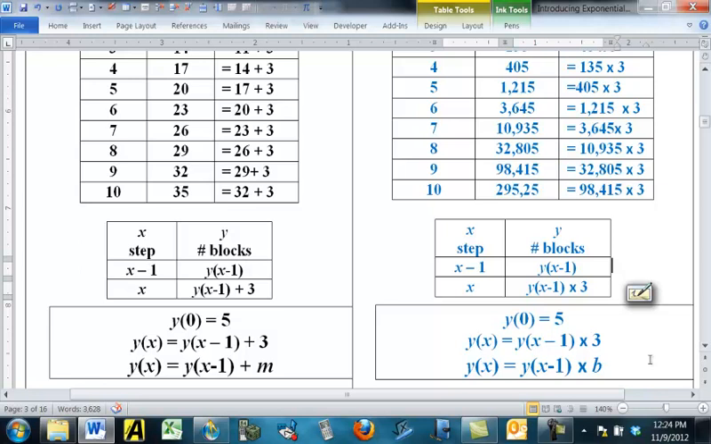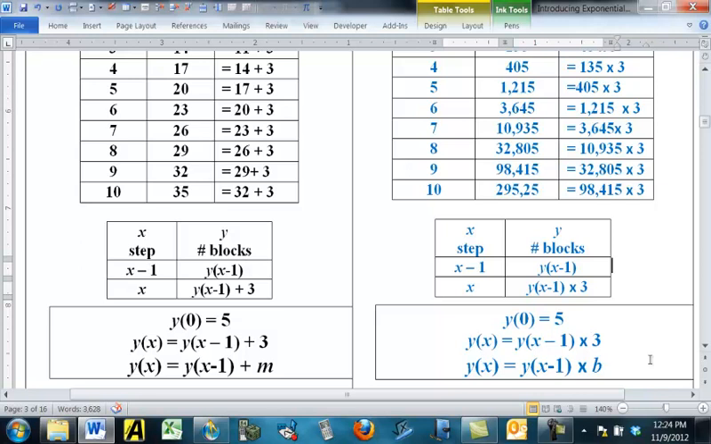Okay, so what would be our recursive definition? First of all, we tell it what y of 0 is, which is 5 in both cases. That's our initial condition. Then our recursion relation is y of x equals y of x minus 1 plus 3. That's for the linear, or arithmetic, side. For the geometric, or exponential, side, y of x is y of x minus 1 times 3. So we replaced addition with multiplication.